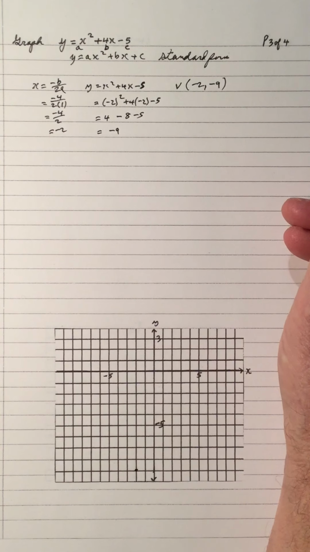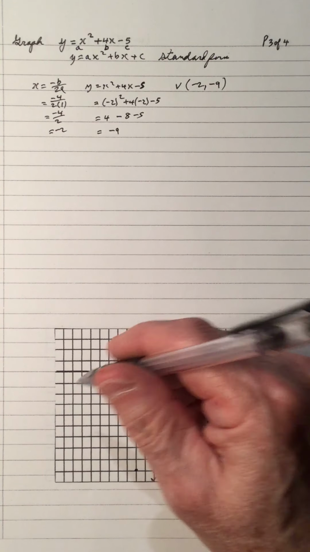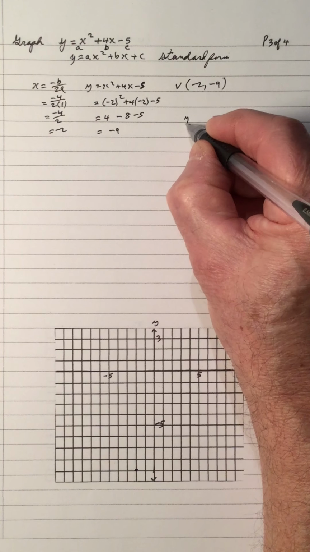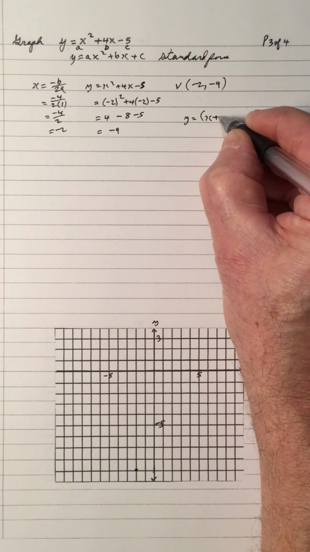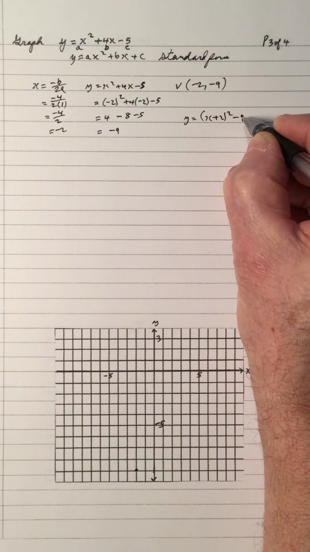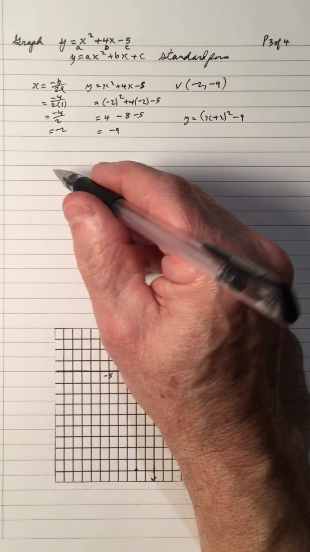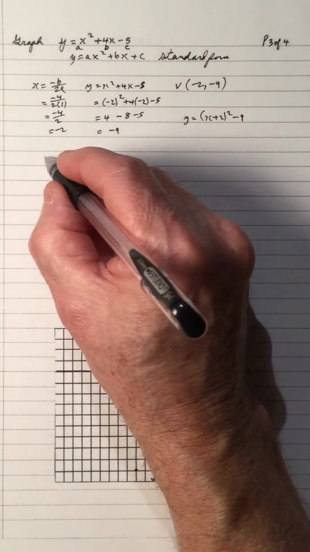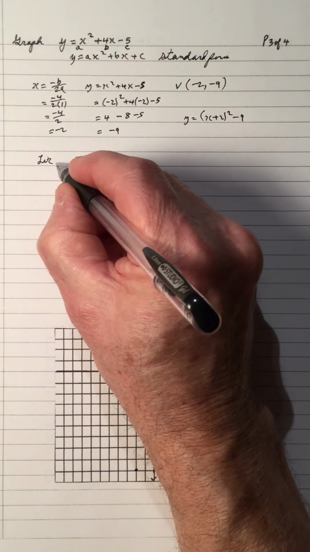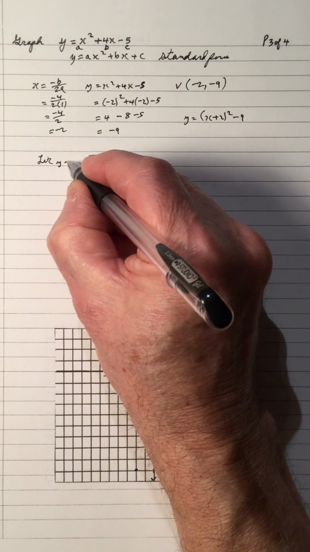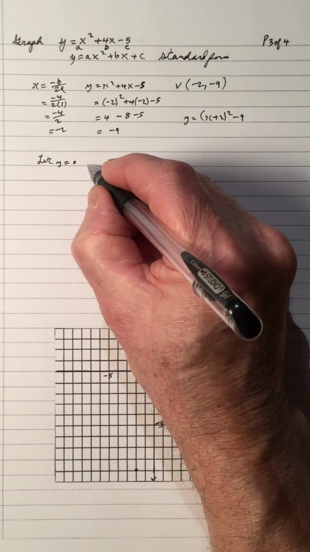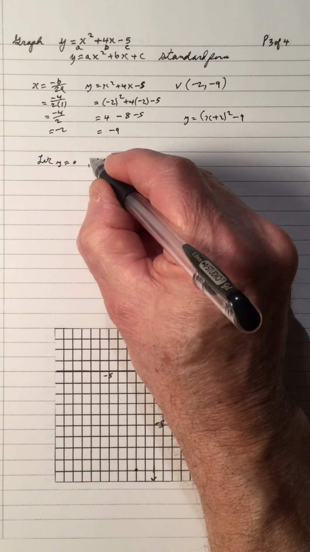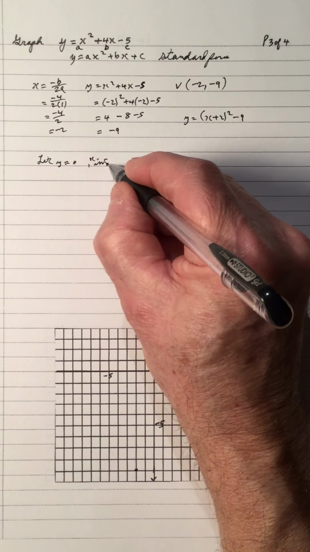I could use the table of values and work out the other, get the vertex form if I want. I can go y equals x plus 2 squared minus 9. That's the vertex form. I could do a table of values as I did on the first page, but what I'm going to do now is I'm going to let y equal 0, and I'm going to find the x-intercepts.